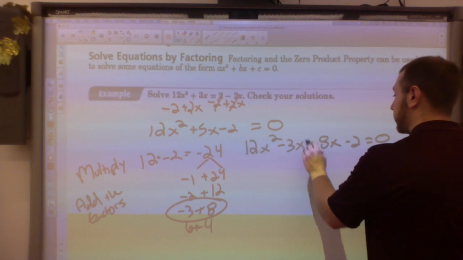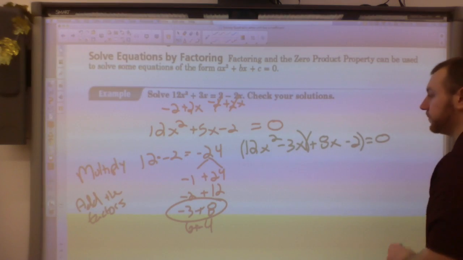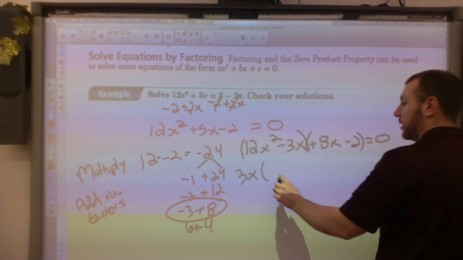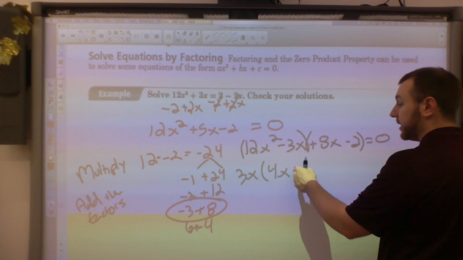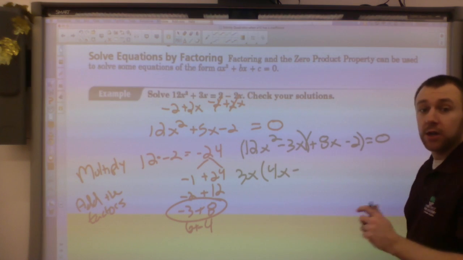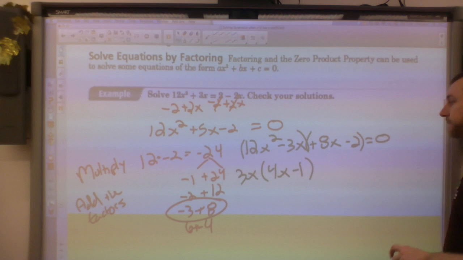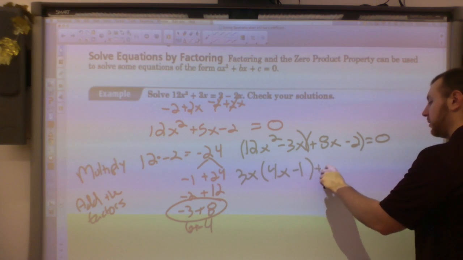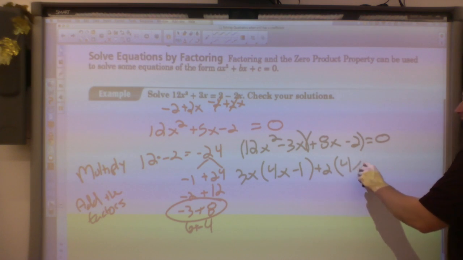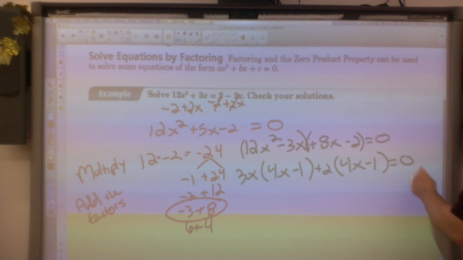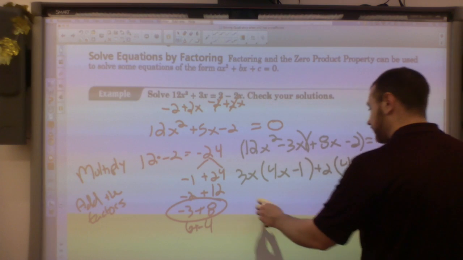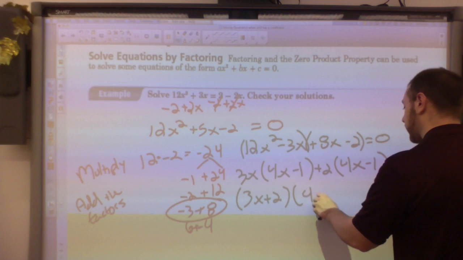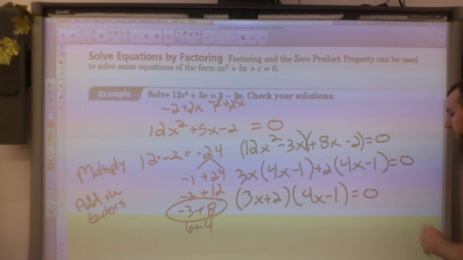Now I factor by grouping. What's common in here? A 3x. I'm left with 4x minus, oh, I factored out this 3x, so that's a 1. What's common in here? A 2. What's left? A 4x minus 1 equals 0. Now when I combine them, I have 3x plus 2 times 4x minus 1 equals 0.